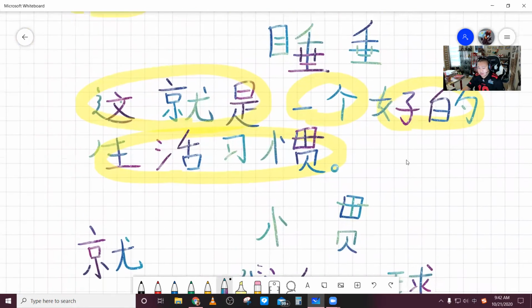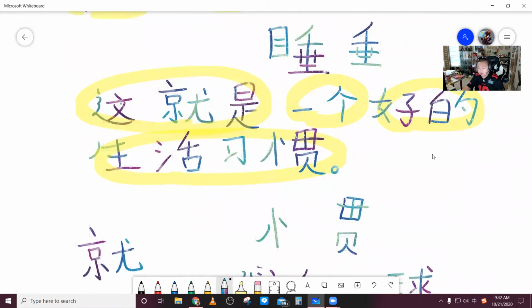All these characters are doable, learnable. It's up to you to practice to get a good sense of what they are. 王老师相信你们。王老师 believes in you, 相信你们, you 能学会, can learn this.